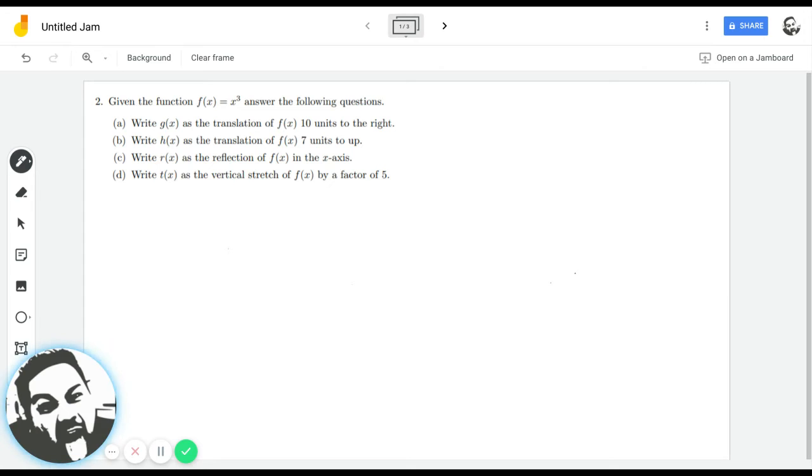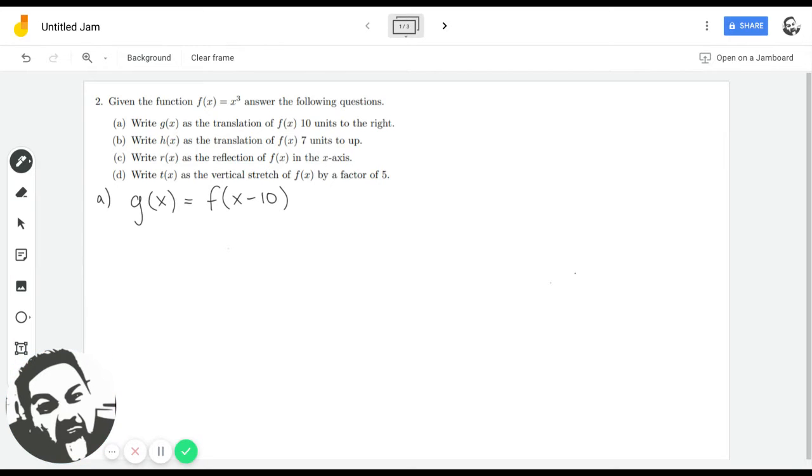So this is question number 2. We're going to translate the function f of x equals x cubed 10 units to the right for question A. We'll just start with the notation. It's saying that g of x, and this is question A for those that don't know, g of x is equal to f of, now since it's 10 units to the right, that means we're going to go x minus 10, x minus 10.